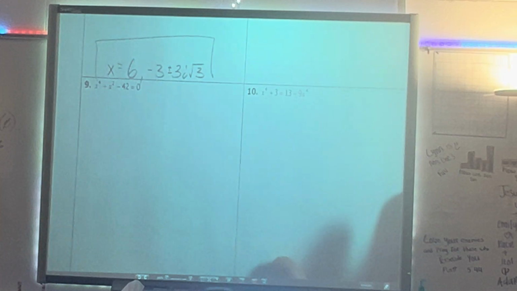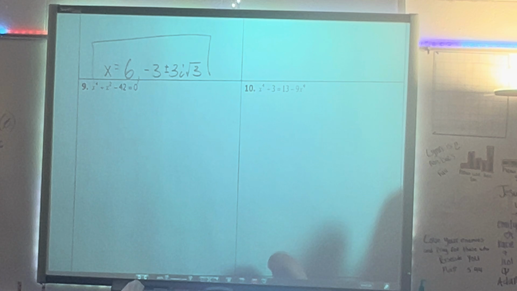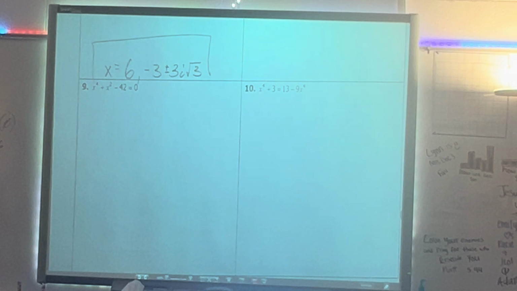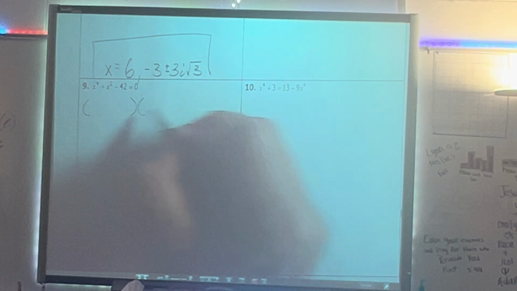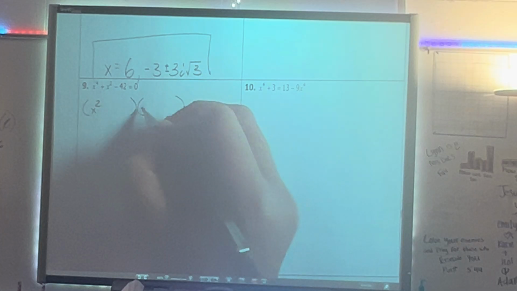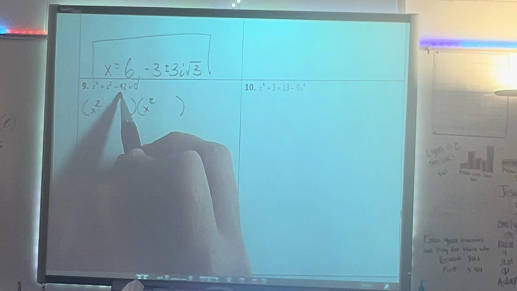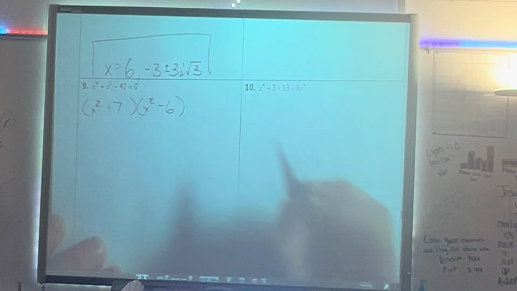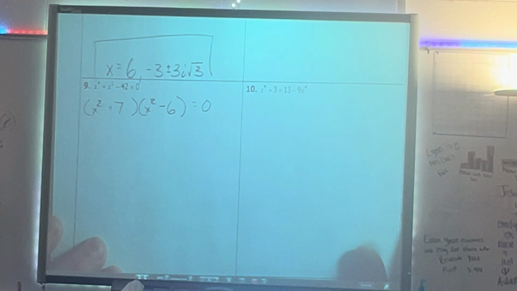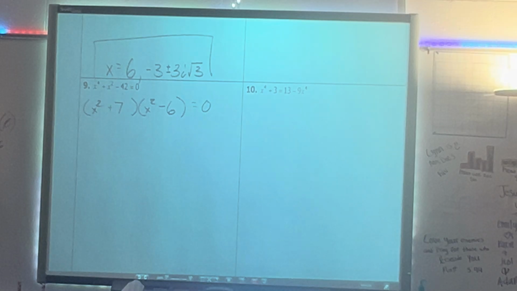Okay. Number 9. You can factor this just like you would a quadratic, because this is a 4 and this is a 2. So when I factor that, I'm going to have x squared, signs are different, right? So I'm going to have plus 7 and I'm going to have minus 6. Y'all okay with that one? So then, neither one of these factors any further, so I'm going to set them each equal to 0 and take the square root. Does that make sense?